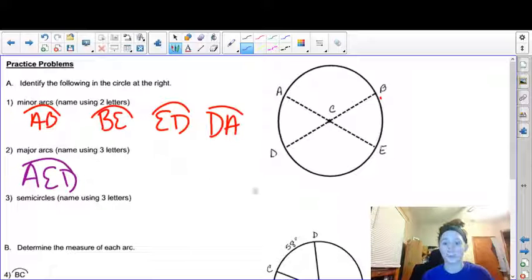Or I could have said, where's my mouse? A to B to D. I just need to hit one of those letters in the middle. Or I could have gone backwards and gone D to E to A or D to B to A. It's the same arc.